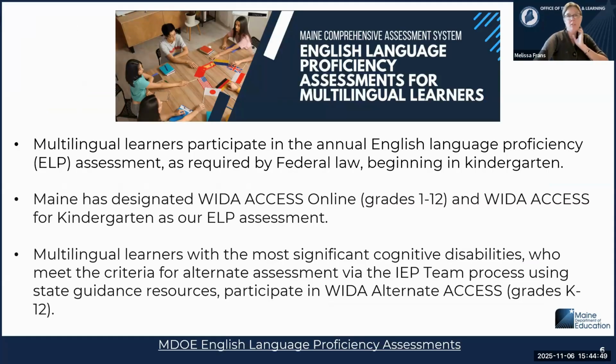So as we know, all multilingual learners, kindergarten through 12th grade, have to participate in annual English language proficiency assessments. This is required by federal laws built into ESSA. And in Maine, we utilize the WIDA ACCESS and Alternate ACCESS for ELs. For your multilingual learners, they start standardized assessments in kindergarten. So please, if you have multilingual learners with disabilities, you want to ensure your IEP teams are considering the appropriate accommodations and assessment participation for your multilingual learners starting in kindergarten.